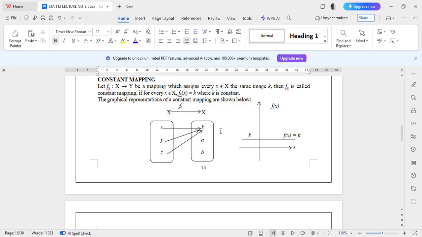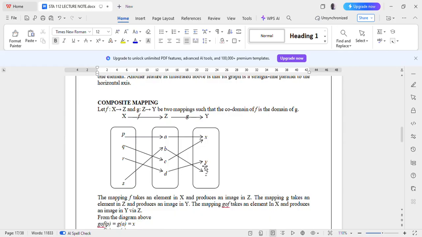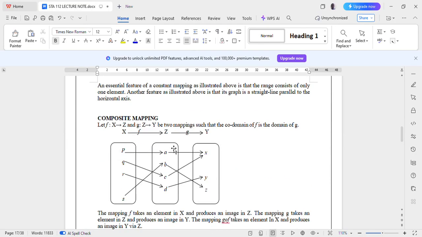So a perfect example is a straight line parallel to the horizontal, to the x axis. So let's look at the composite mapping. That's the last part of this lecture: composite mapping.